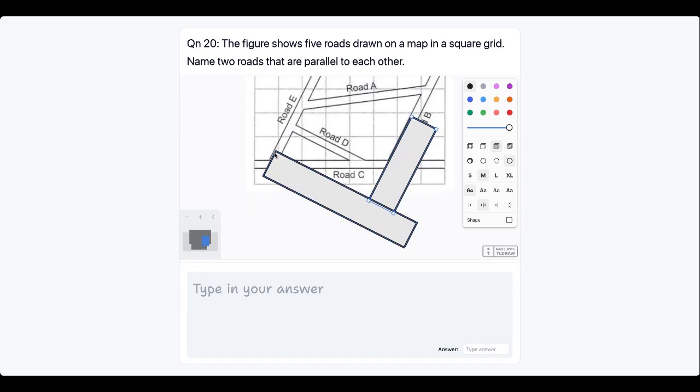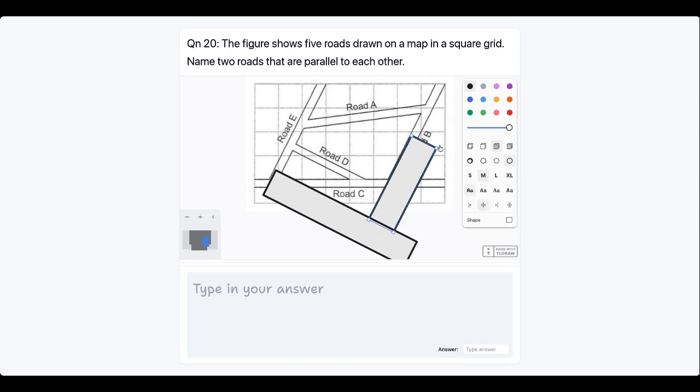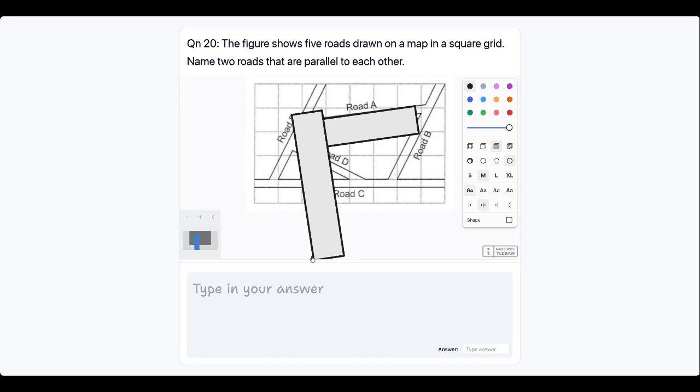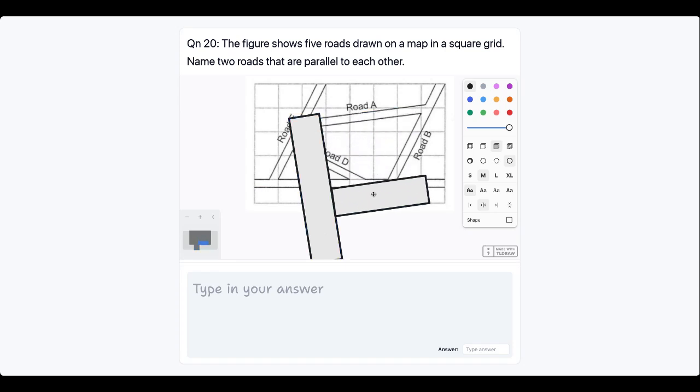So that's the answer. If you want to compare to other roads, you can. For example, you want road A, so you align road A with your ruler. Align them like that, and then you just compare. Is it aligned to road C? Not really. Same goes for road D. Is it aligned? Not really.